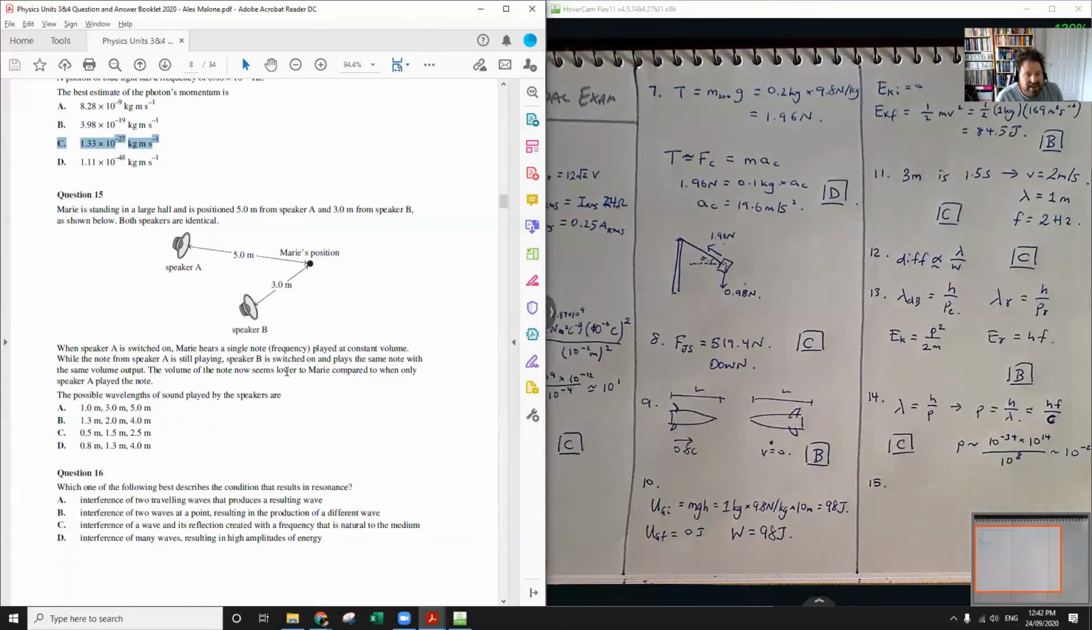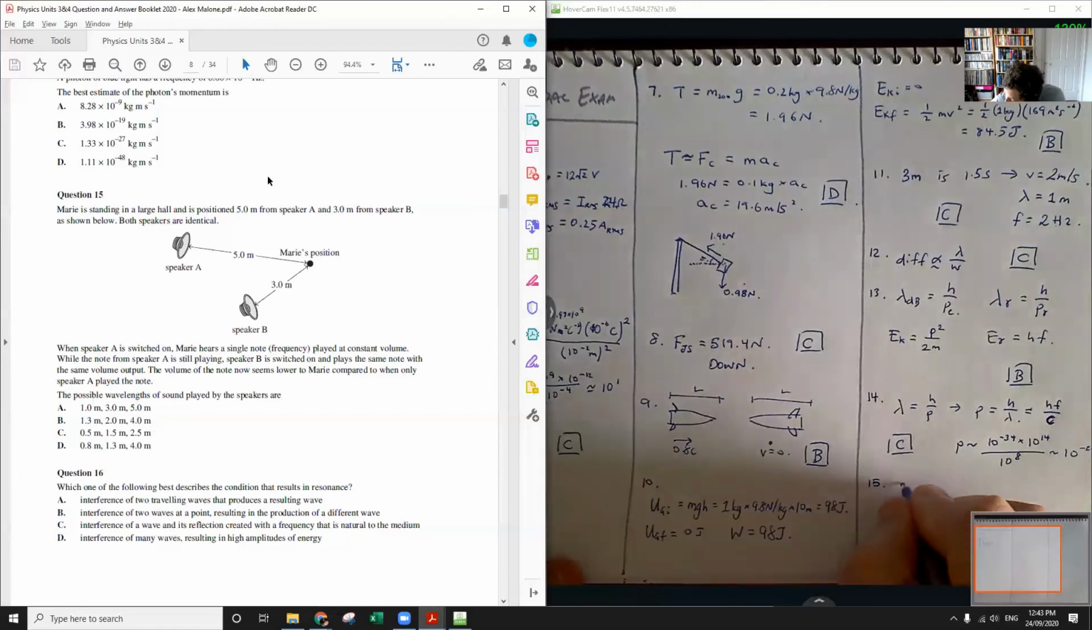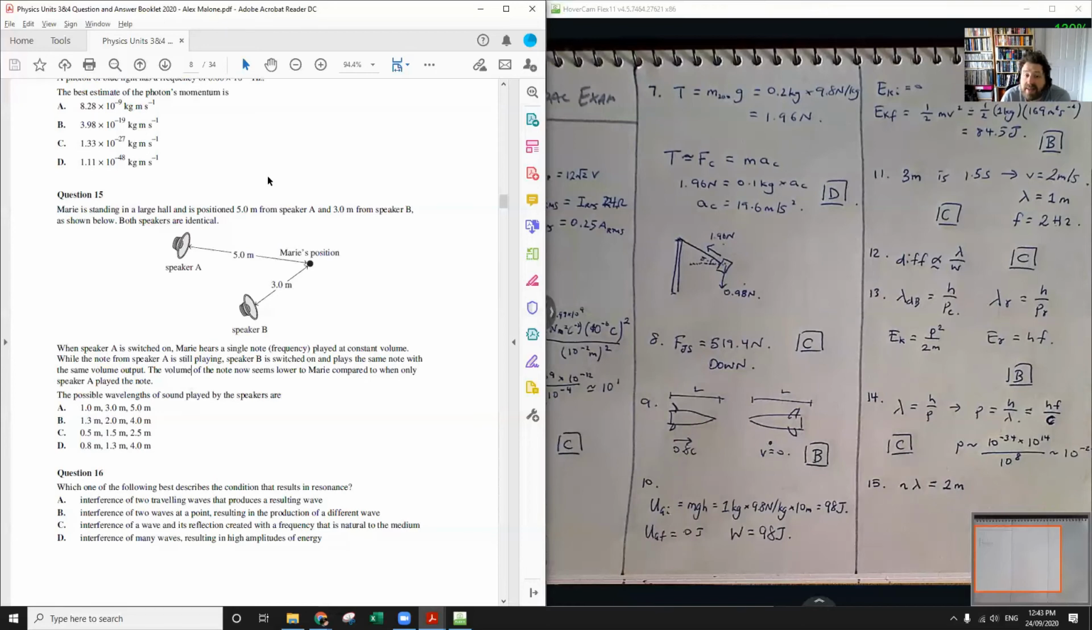The volume of the note now seems lower to Marie compared to when speaker A played the note. The possible wavelengths of the sound played by the speakers are 1, 3, 5, whatever. Okay, so we are looking for what could the wavelength of sound be here such that it produces a node where Marie is, because she hears it quieter, so she's getting destructive interference. So we want to put a node where Marie is. So our condition for a node is that n times lambda equals the path difference, and in this case the path difference is 2 meters. She's 5 meters from one, 3 meters from the other.